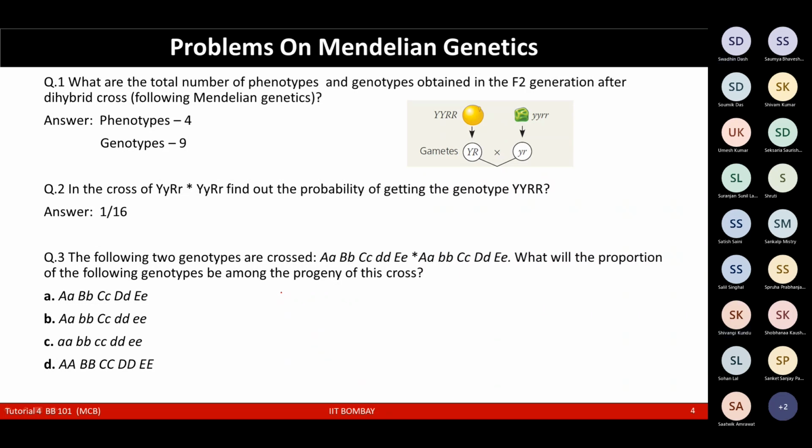So I'm saying that there is no need to. That's the C part. 1 by 256. Yeah. 1 by 256 is the right answer. So what will be the answer of the last part? 0. Yeah.